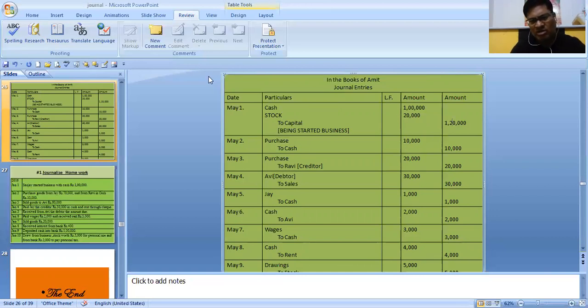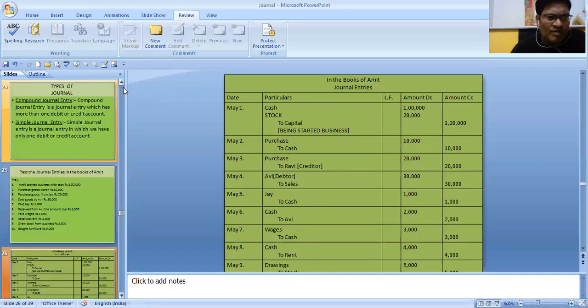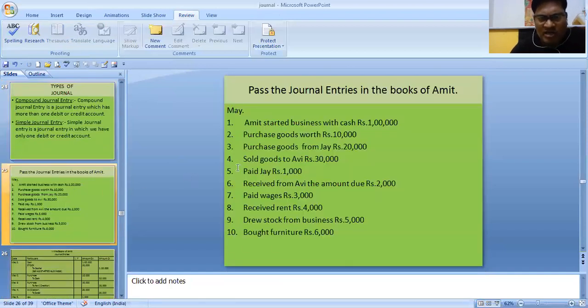So these are the 2 types of journal entry. This is the narration. This is the date column. This is the particulars, this is the page number of the ledger, amount debit and amount credit. The 2 aspects, that is debit and credit, both are coming under amount debit and amount credit. So let's see this journal with an example. Let's pass one journal entry.